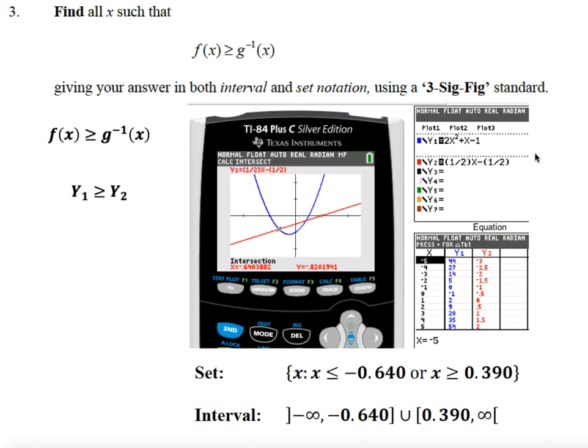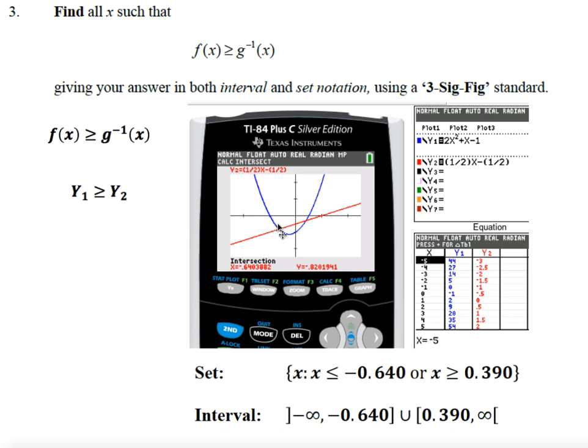So let's exploit the GDC there. Basically the question is right here, where y sub 1 in your GDC is f of x, and where y sub 2 is inputted as the inverse. I want to know the x values for where one curve is above or equal to the other. So where is the blue curve above or equal to the red curve? That's essentially what you're trying to do here.